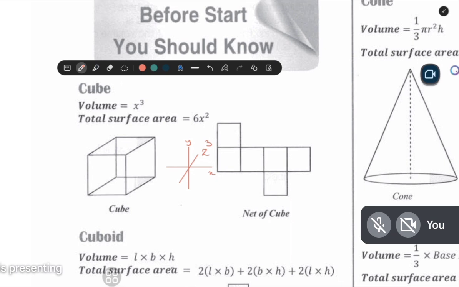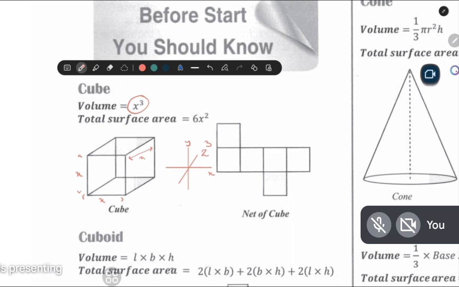So within that, we have right to left, this x from here to here, top to bottom, this x from here to here, and front to back, x from here to here. So in a cube, these three dimensions, when multiplied together, will be either L cubed or x cubed, to give you volume. Make sense? Yes.